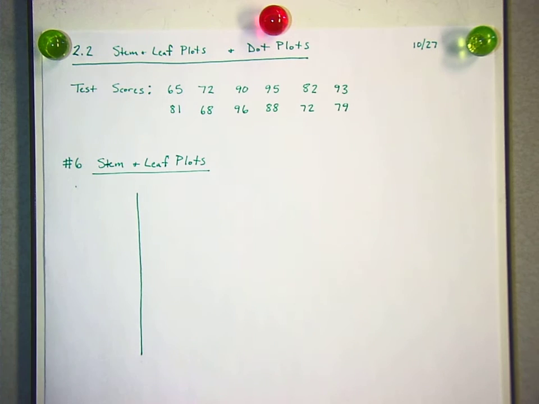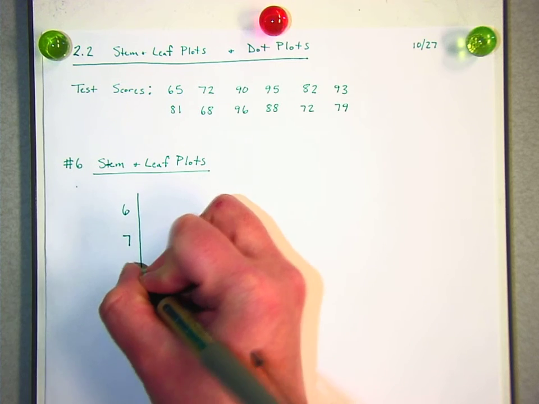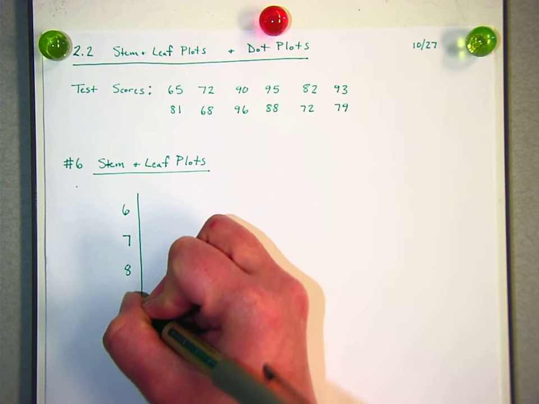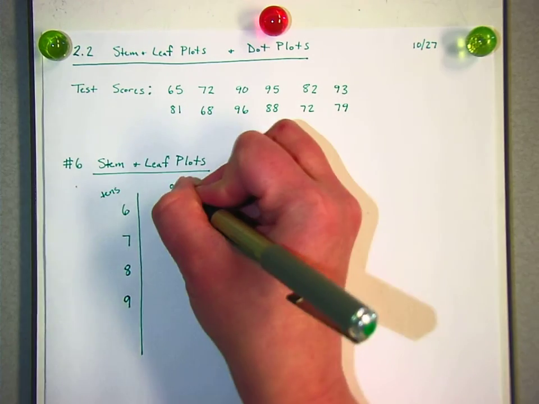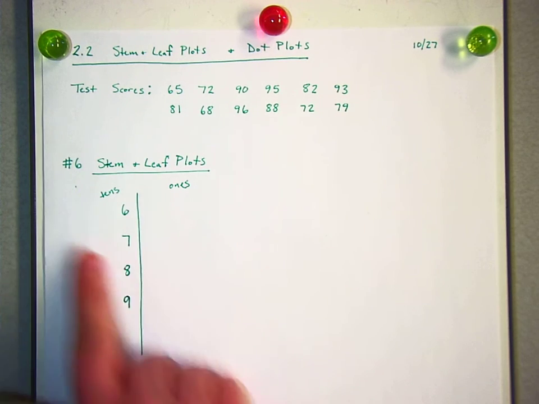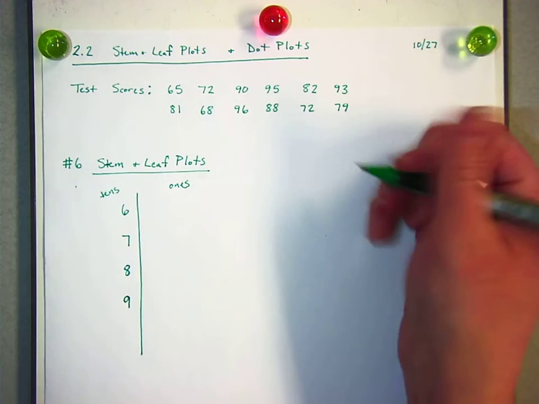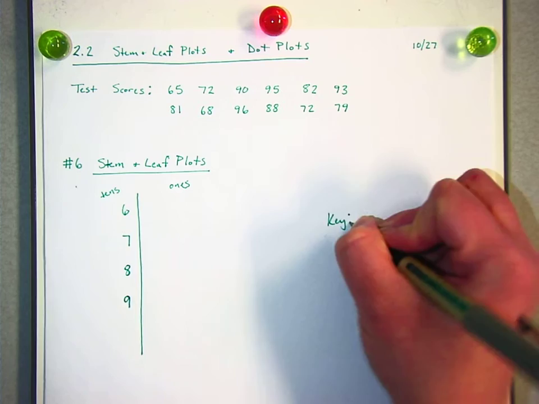I have the exact same data from yesterday, and notice that since nobody had a test score less than 65, I'm not going to put 20s or 30s or 40s on this. I'm going to start in the 60s. In this one, this is the tens side, and over here is the ones side. You can also do this with ones and decimals, or hundreds and tens if you want to. And then you always need a key on the side, but we'll get to that in a moment.